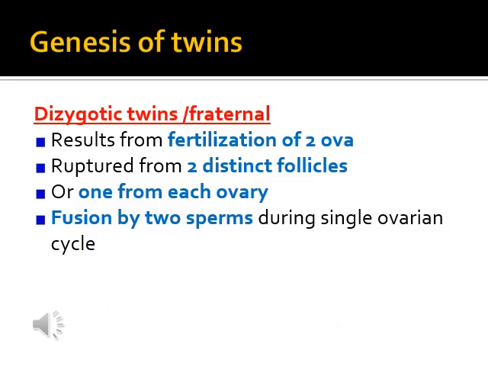Coming to the genesis of twins, the first is dizygotic or fraternal twins, which we have already explained. It results from the fertilization of two ova ruptured from two distinct graafian follicles, one from each ovary. So the two different ova get fertilized to form the dizygotic twins. There will be fertilization by two sperms during a single ovarian cycle. So these two ova are fertilized by two different sperms to form the fraternal twins.